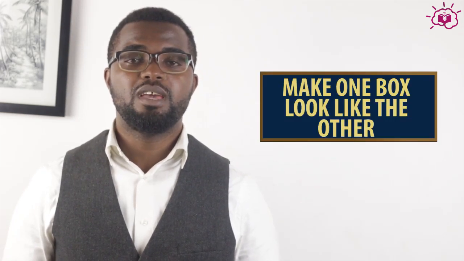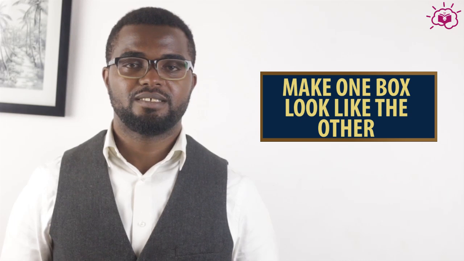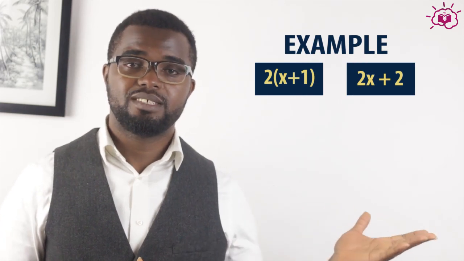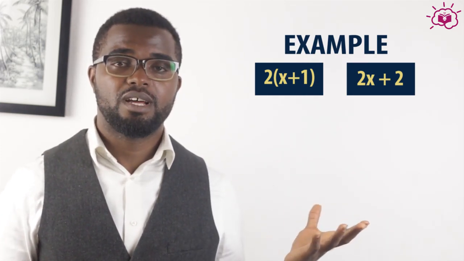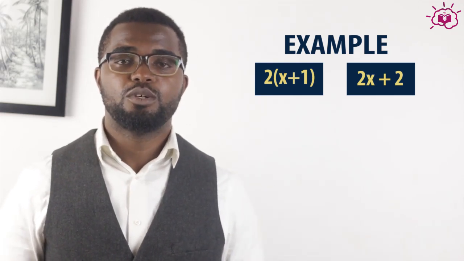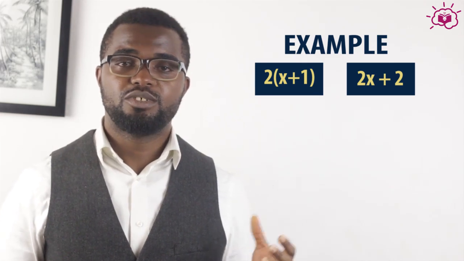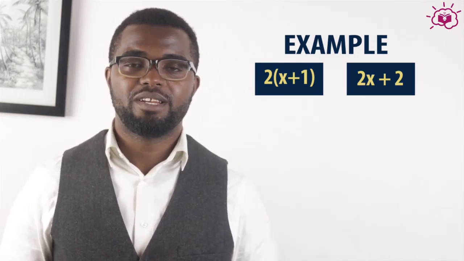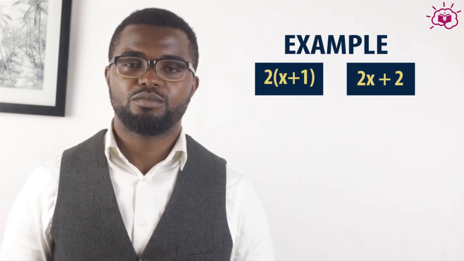Now, in strategy 2, this is called make one box look like the other. In this case, a direct comparison would be almost impossible, so you have to make one box look like the other before you can compare them directly. An example would be, I have two boxes beside me here. Box A would have 2 into bracket x plus 1, and box B having 2x plus 2. Now if you check these two boxes, you cannot compare them directly. It will look a bit difficult for you to do.